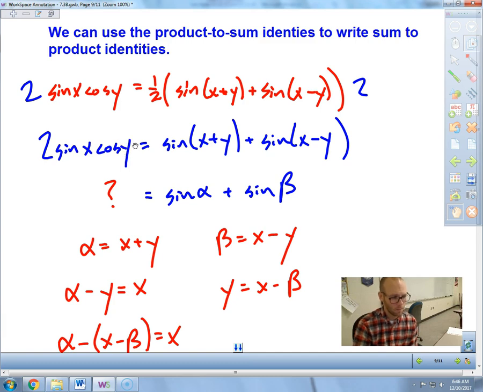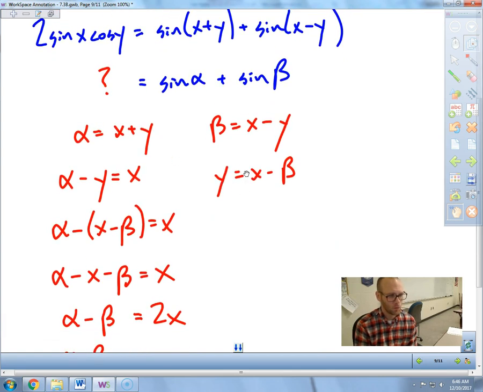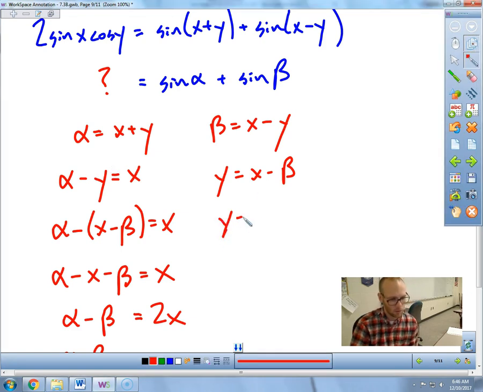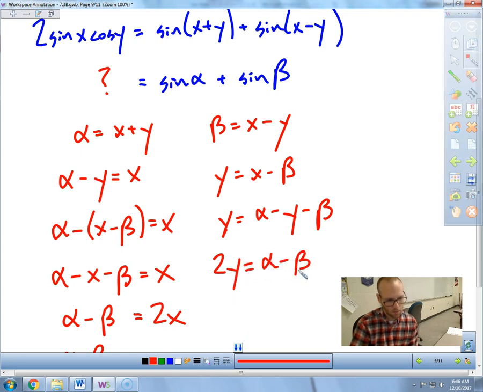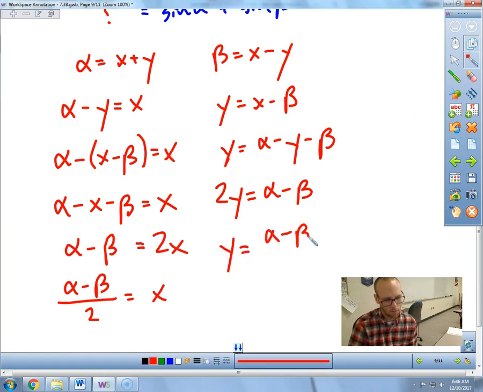Now we need to figure out what y is in terms of alpha and beta. Well, y is equal to x minus beta. What's x equal to? Alpha minus y. So we're going to go y equals alpha minus y minus beta. So 2y equals alpha minus beta. I think we can see where this is going. Y equals alpha minus beta over 2.